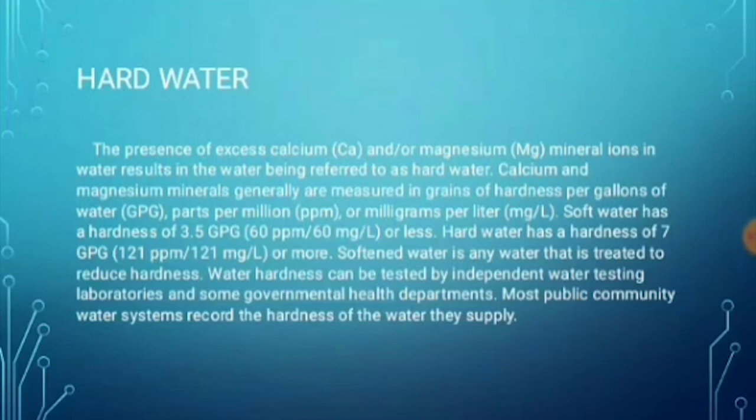Softened water is any water that is treated to reduce hardness. Water hardness can be tested by independent water testing laboratories or some governmental health departments. Most public community water systems record the hardness of water they supply.